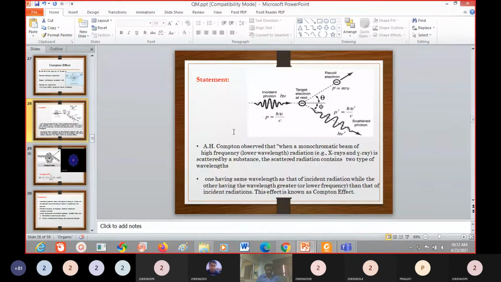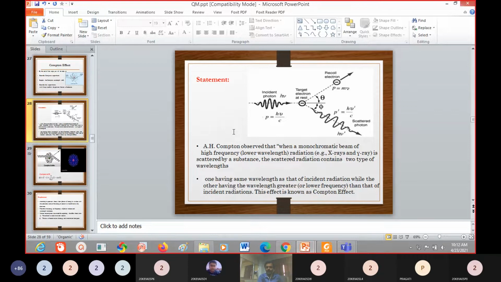Okay. So yesterday we discussed the Compton effect. Once again, we will discuss it briefly. For explaining the Compton effect, instead of classical mechanics, we are considering quantum mechanics. According to the quantum approach, radiation has dual nature, that is, wave nature as well as particle nature. By using the particle nature, we explain the Compton effect.